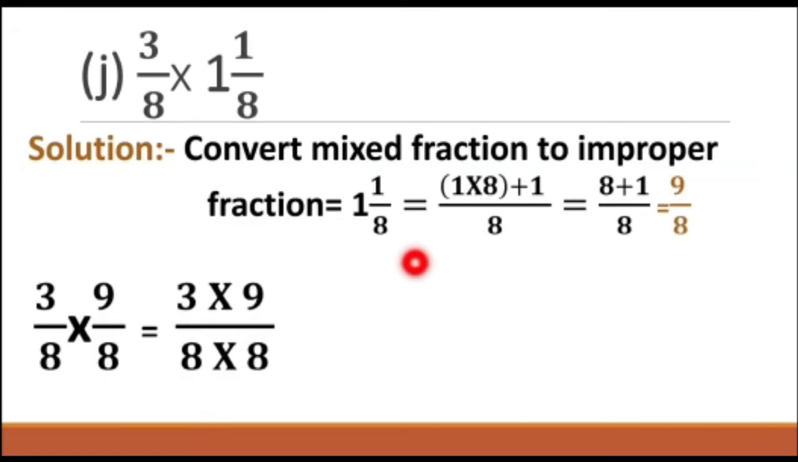So here now we will multiply 3 by 8 multiplied by 9 by 8. Again we can see there are no numbers in numerator and denominator which can be divisible with each other. So we will directly multiply. So 3 9s are 27 and 8 8s are 64. So the answer is 27 by 64.